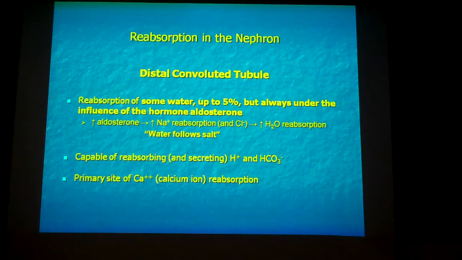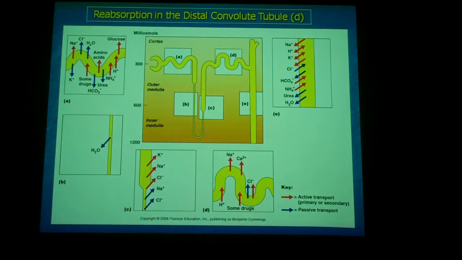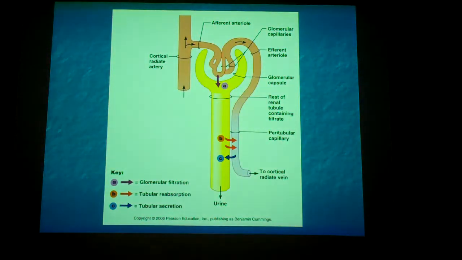if aldosterone is operational. Now, some other things happen in the distal tubule. It's capable of reabsorbing and secreting hydrogen and bicarbonate. It's also the primary site of calcium reabsorption. So this is where we were just now, in the distal tubule. And that brings us to the end of the nephron. So what's dripping into here, we can call it urine, okay, but there's some other things that are going to happen down here in this collecting duct. Before we get to that, let's talk about secretion.